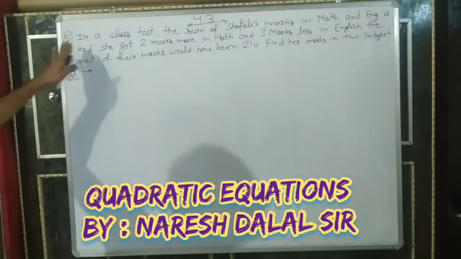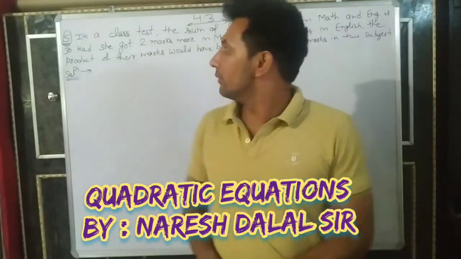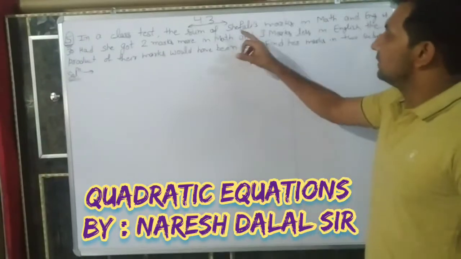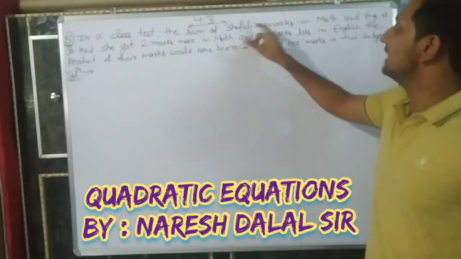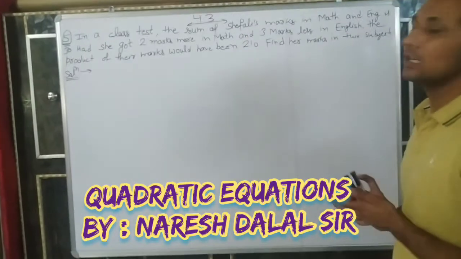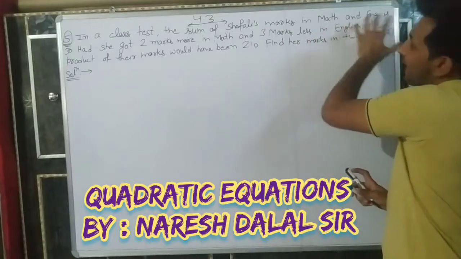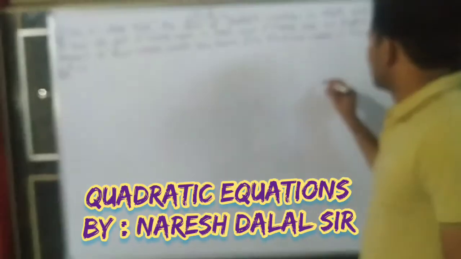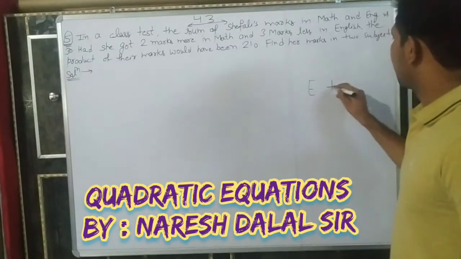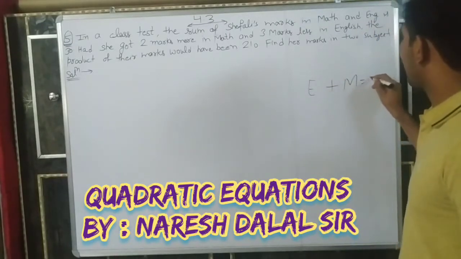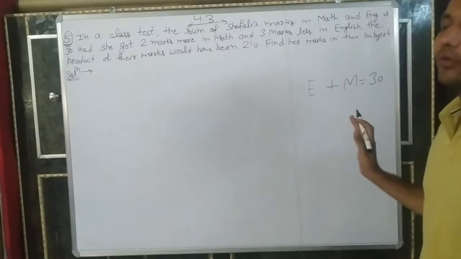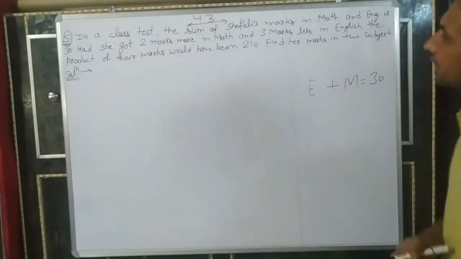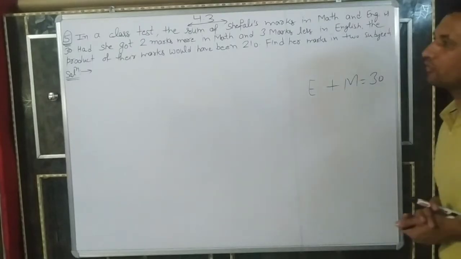So now question number 5. What is given? In a class test, the sum of Cephali's marks in math and English is 30. It is given that the marks of English plus the marks of math is 30. But one more thing is given.